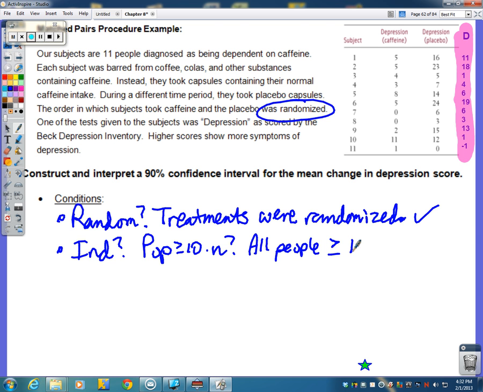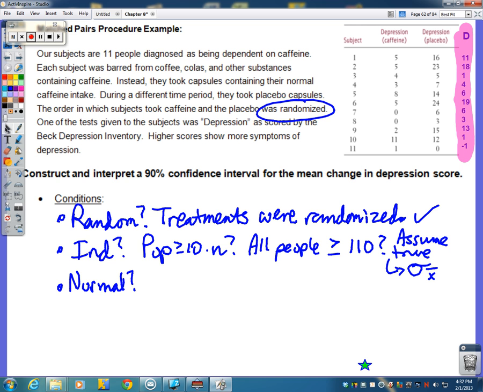Are all people greater than 110? We will assume that is true. Assume true, which means we may calculate a standard error, sigma sub x bar, and normal. Now, we only have a sample size of 11, so the central limit theorem will not necessarily apply here. With a small sample size, we need to plot our data, our differences here.